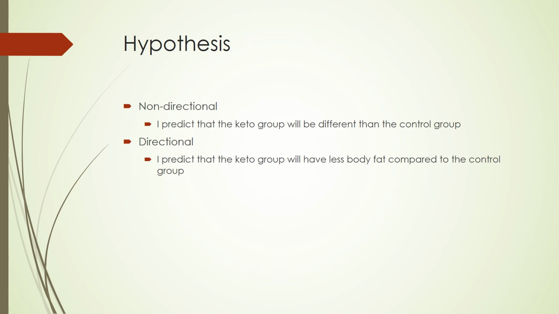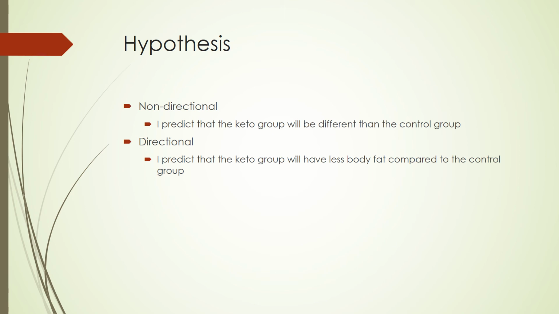So here, hypotheses. Two things I want you to know about them. In your papers, you're going to need to address if it's a directional or non-directional hypothesis. Say in my paper, here were two different ways I could have had this. A non-directional hypothesis is: I predict that the keto group will be different than the control group. Notice I'm just saying different. I don't say which direction. It's super broad, and most research is actually done this way, right?